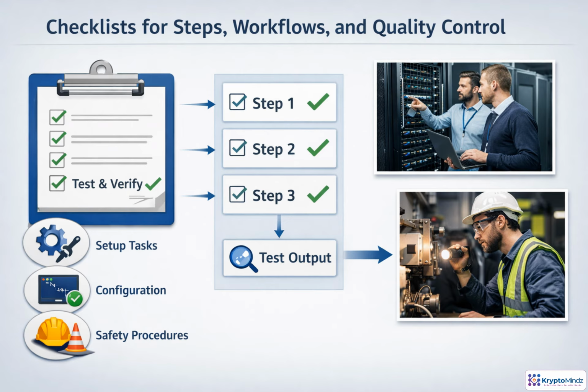A checklist turns a repeatable process into a reliable routine. Instead of asking learners to remember every setup step, configuration choice, or safety check, give them a sequence they can follow and verify. Each item should start with an action and have a clear yes or no outcome. The final item is especially important: test, verify, or confirm the output. That last check connects the procedure to real quality control.